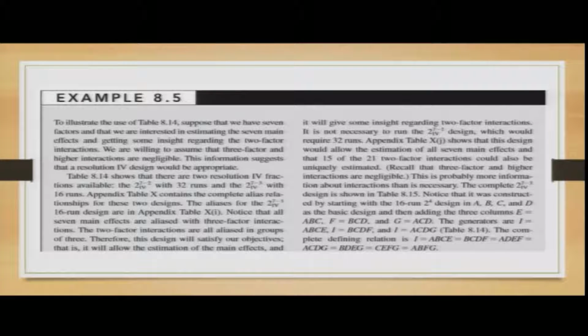So, Appendix 10 J shows that this design would allow the estimation of all 7 main effects, and that 15 of the 21 runs for the two factor interactions could also be uniquely estimated, and you can find out the results. This is probably more information about interactions than is necessary, but we will keep it to the minimum level because calculation is also an effect.